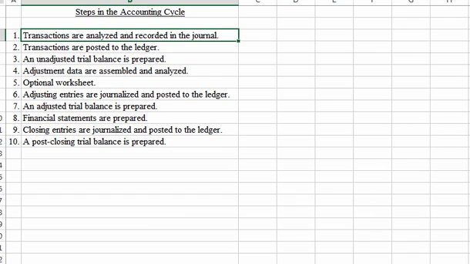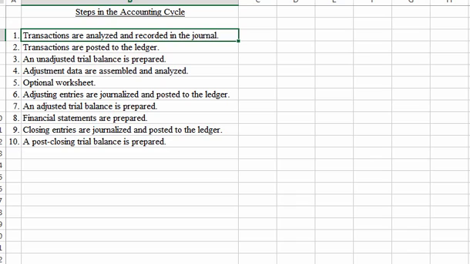Okay, you guys, we're now going to start problem 2-4A, and that's on pages 92 and 93 in your textbook. In this problem, we're going to cover these first three steps in the accounting cycle. Transactions are analyzed and recorded in the journal. The journal is the first place that the information hits the accounting records.